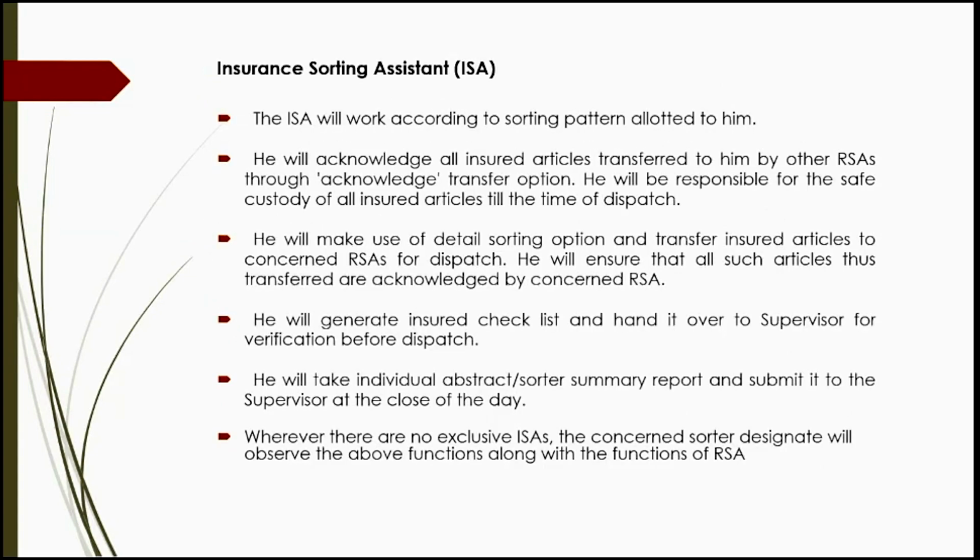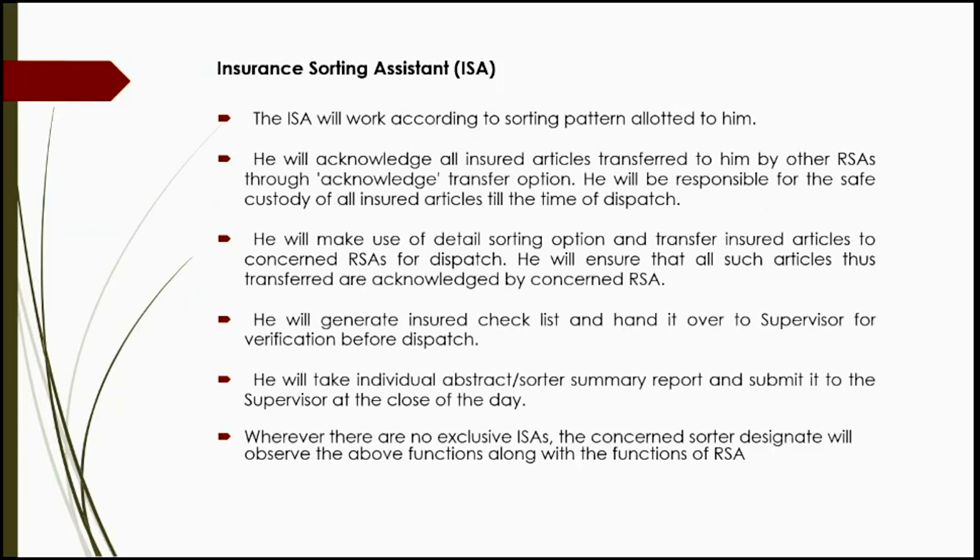So, what is an ISA? What is the role of an Insured Sorting Assistant? It is definitely in the name itself. From where is this Insured Sorting Assistant going to receive the articles? Generally there will not be a separate insured bag. If a separate insured bag is received, then the supervisor is going to give it directly to him. But generally, the insured articles are closed inside the registered bags only.